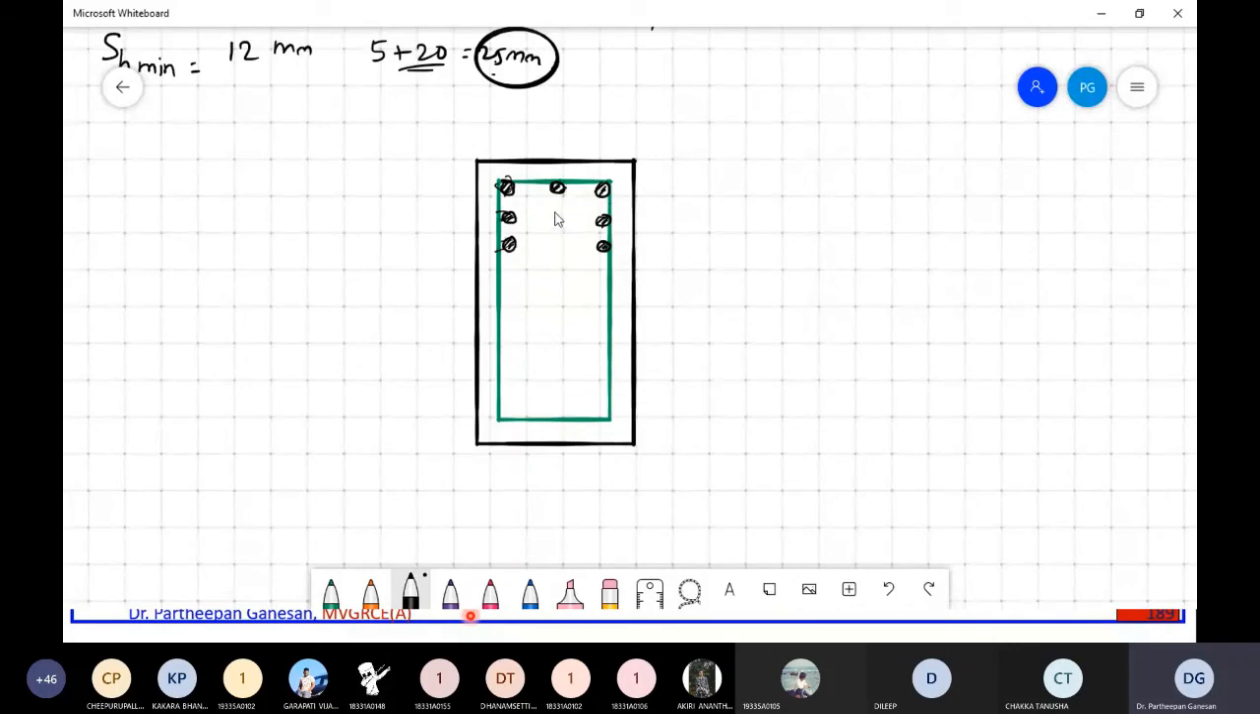But how will you tie this reinforcement? That is why whenever you have more than one layer of main reinforcement, you will provide something called a spacer bar. You will provide one spacer bar here. The spacer bar length will be only this much, and the bars will be tied to the spacer bar. Here also one spacer bar.